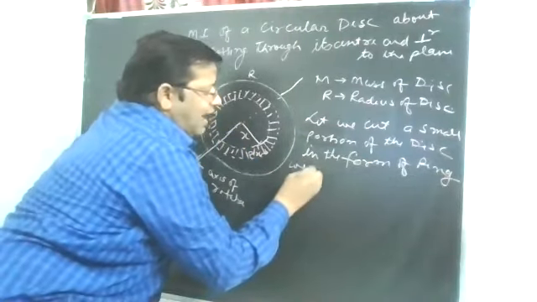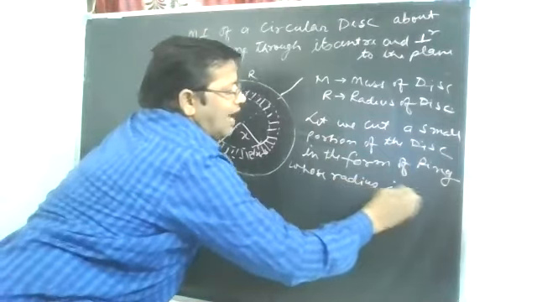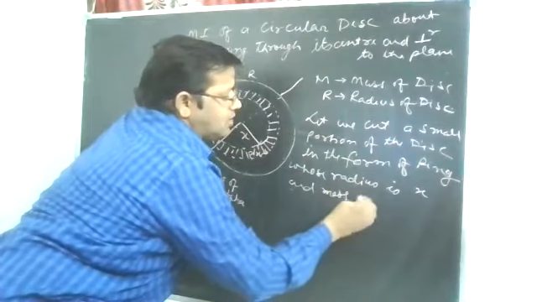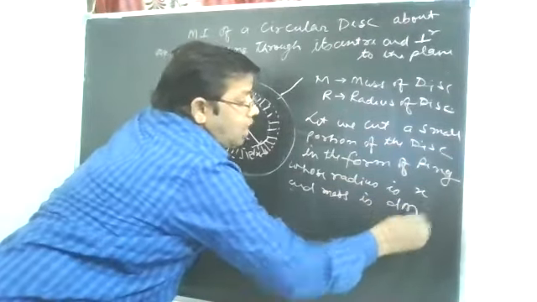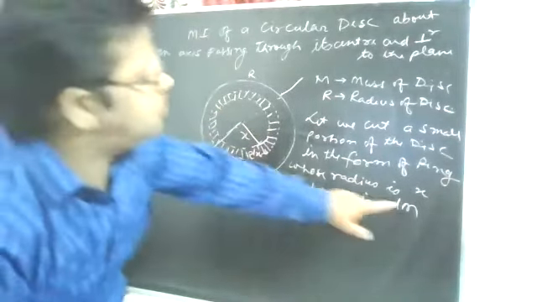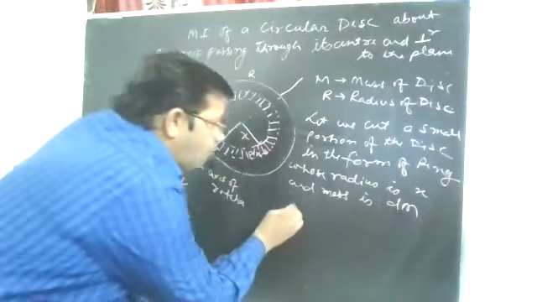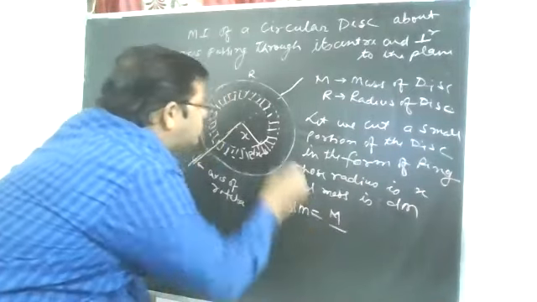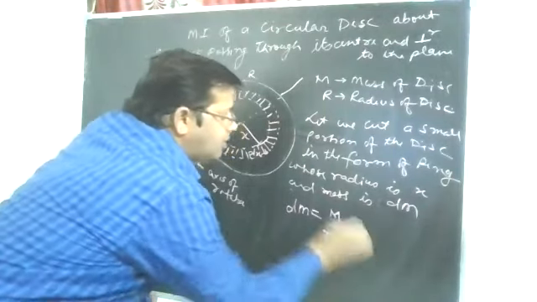Whose radius is x, and mass is dm, because m is the total mass of the disc. So this small portion is a ring, and its mass will be dm. How can we determine the mass dm? The total mass m is spread over the surface area, pi r square, of the circular plate.